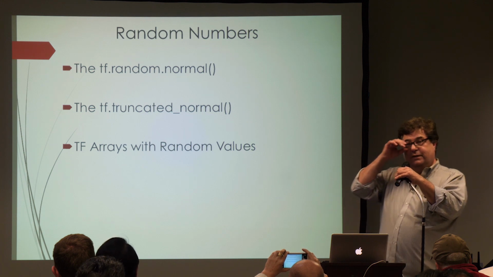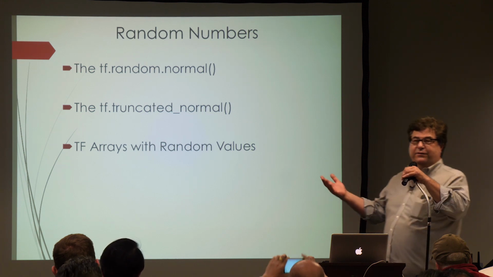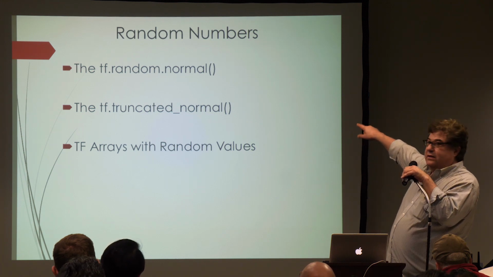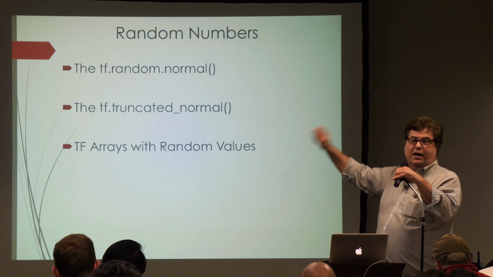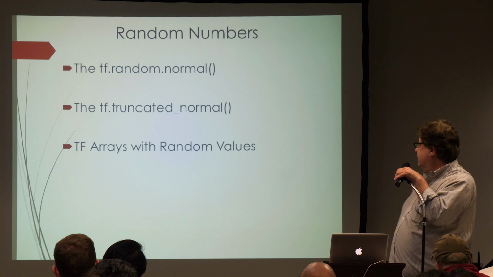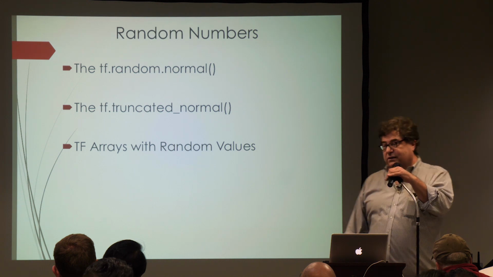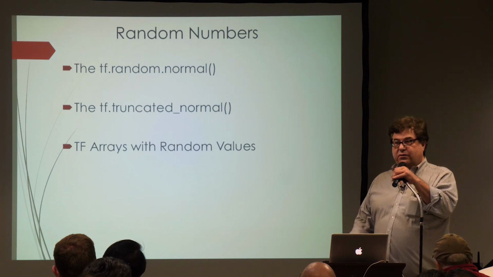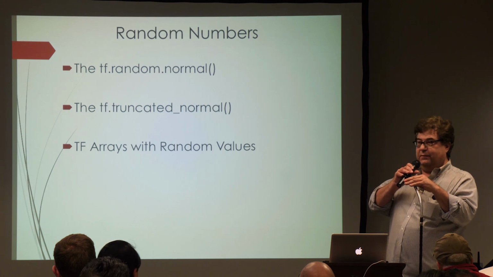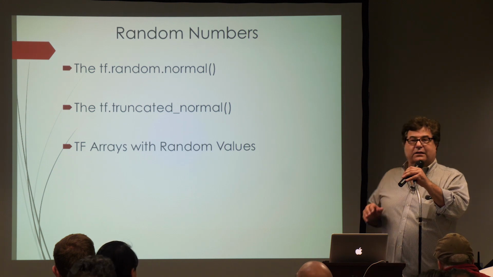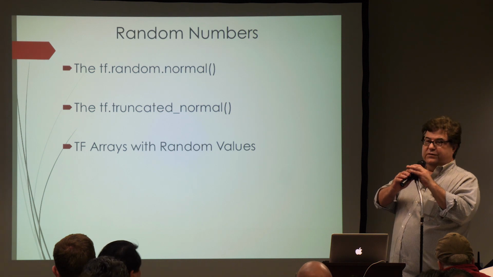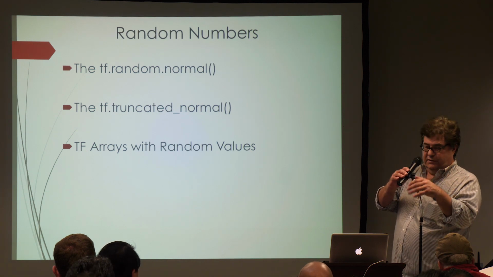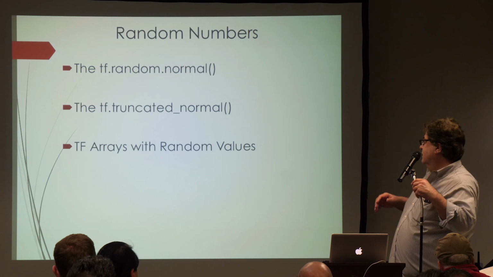Random numbers, one little detail. It's kind of minor, but it won't work if you don't do this. In 1.x, it's random underscore normal. So now they put a dot. So they moved it to a different namespace. And does anybody know what truncated normal does? It's sort of convenient. Well, if you need it, it's convenient.